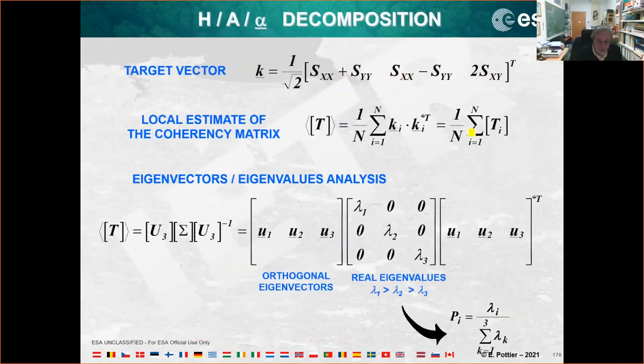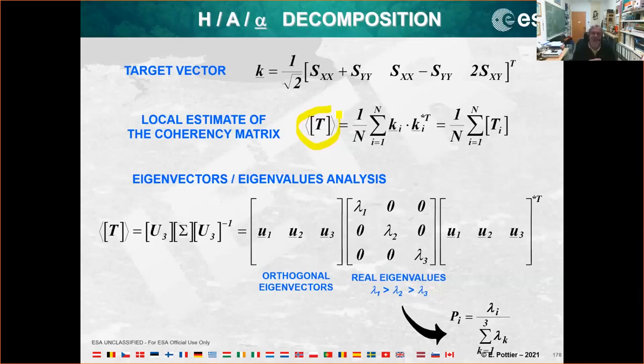Okay, so let's start with the output coherency matrix, which is this one. It is the result of an average of different coherency matrices. From this coherency matrix, I'm going to derive the eigenvectors and eigenvalues. This is classical, this is not difficult. So we remember that this coherency matrix is a Hermitian matrix. So it means that by definition, the eigenvalues are real, they are not complex, they are real from a mathematical point of view. And the eigenvectors are orthogonal.